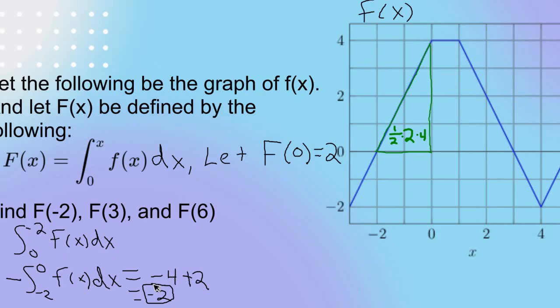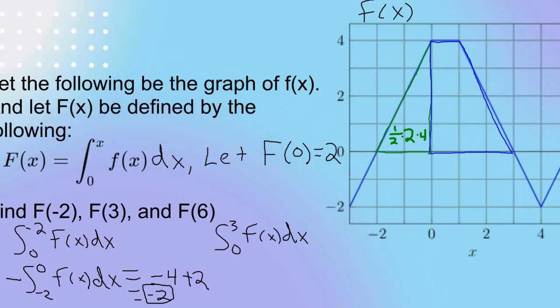Now, on our second one, we're going from 0 to 3 this time. So we are moving in the correct direction. So it's going to be positive. So what type of shape are we dealing with this time? Trapezoid. It's a trapezoid. Do we remember our trapezoid formula? Base 1 times base 2. Not times. Plus. Base 1 plus base 2.